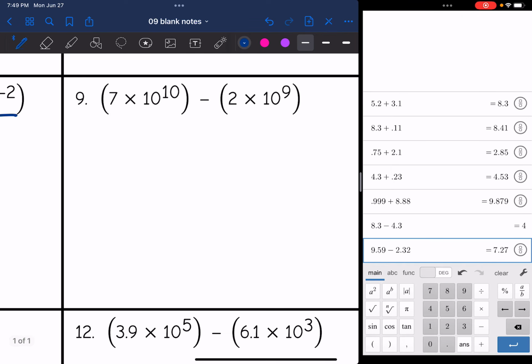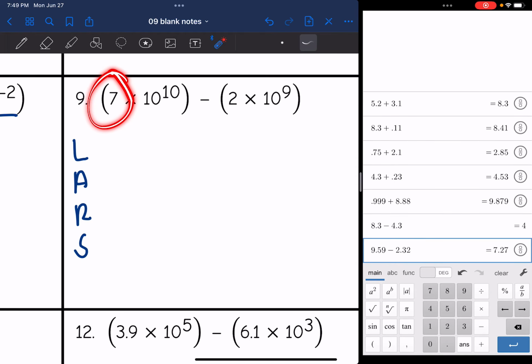Okay, on number 9, my exponents are not the same. So let's think about Lars. So generally what I want to try and do with subtraction problems is keep the first coefficient larger than the second coefficient, because I don't want to end up with a negative coefficient in scientific notation. So I'm definitely not going to try to make this any bigger by going right and then subtracting. So what I'm going to do is change this one.